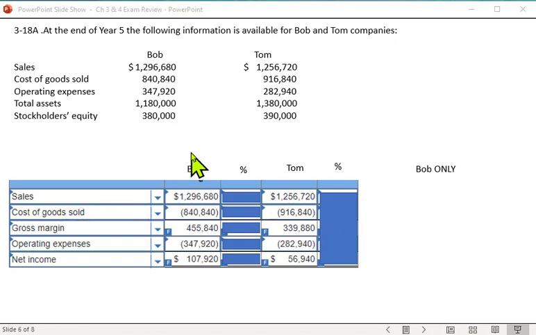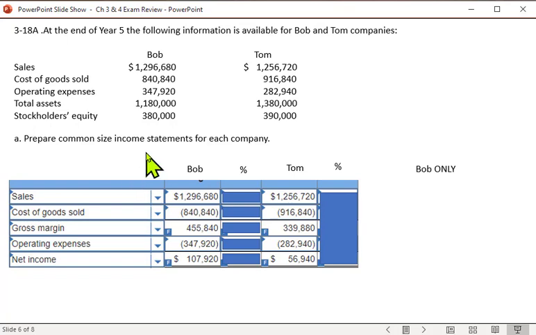All right, our next problem is a homework problem that you'll see on the quiz, or the test, exam rather. It's over Chapter 3, it's 3-18A, and we have two companies. We have Bob and we have Tom, and they want us to take this information about this income statement for both of these two companies, and they want us to prepare a common size income statement for each company. Now, I'm only going to show you how to do one piece, which will be the Bob income statement, and with that you should be able to do Tom on your own or in the exam.